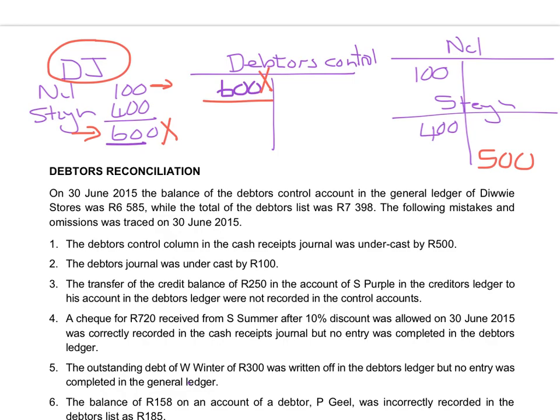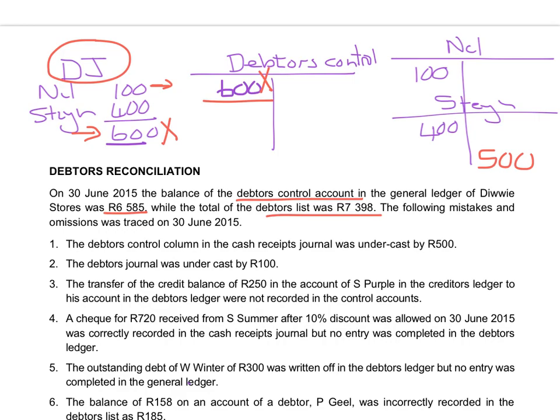So before you start with the debtors reconciliation, it is very important to decide, must this specific error be corrected in the debtors control account? Will it be corrected in the debtors ledger, or must it be corrected in both of them? If we look at the information provided, they say that the debtors control account has a balance of 6585. The debtors list has a balance of 7398.